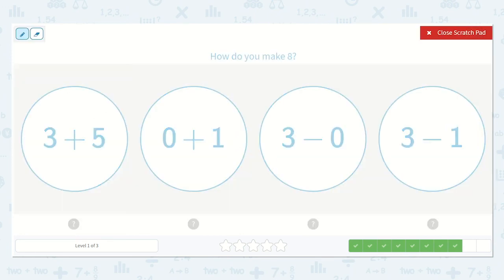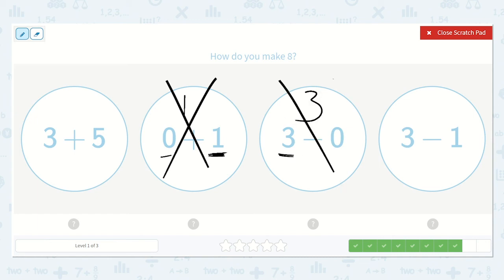All right, how do you make 8? Again, let's look for our ones that are easy to rule out. 0 plus 1. I know that's just going to be 1 because if you add 0 to any number, that number will just stay the same. So it's just 1. So it's not that one. 3 minus 0, so if you take away 0 from any number, that number will just stay the same. So that is 3. Not that one.